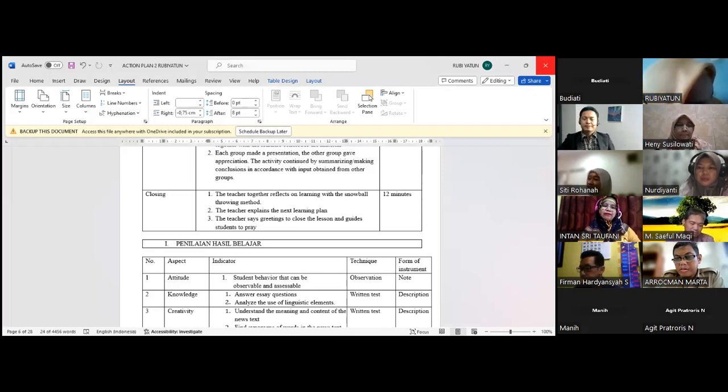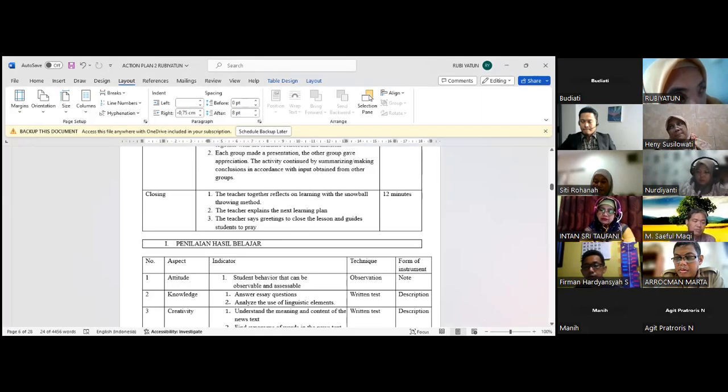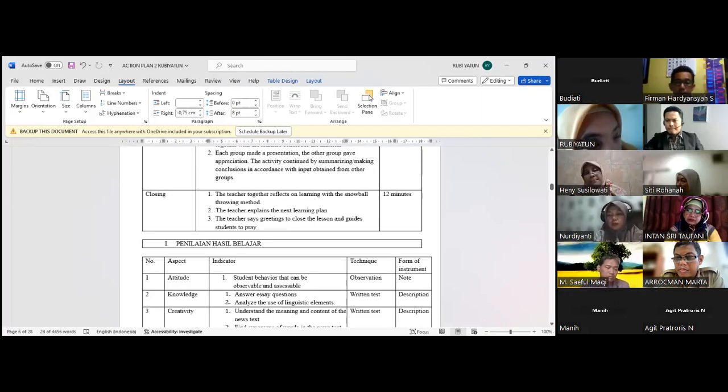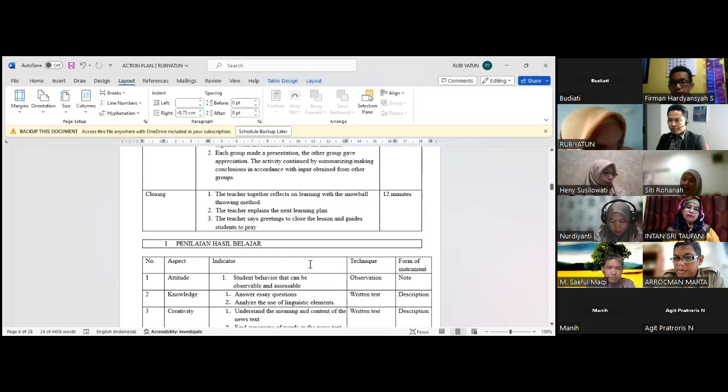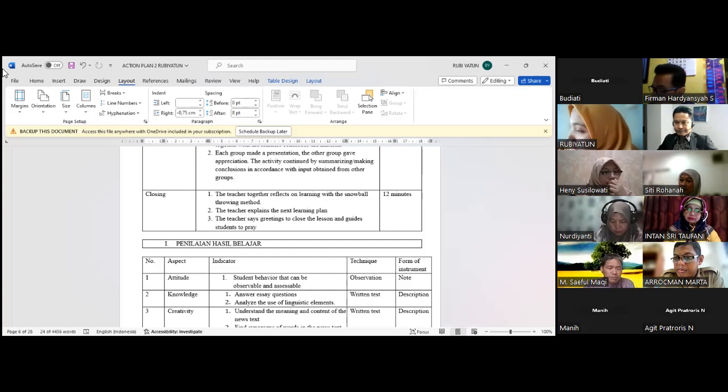Miss Ruby, what problem do the students have to investigate? The students must learn what a news item is, what the generic structure, social function, and language features are, and then the students can answer the questions or find the synonyms of words. It's also related to the generic structure, not the topic of the reading. The students must analyze it.